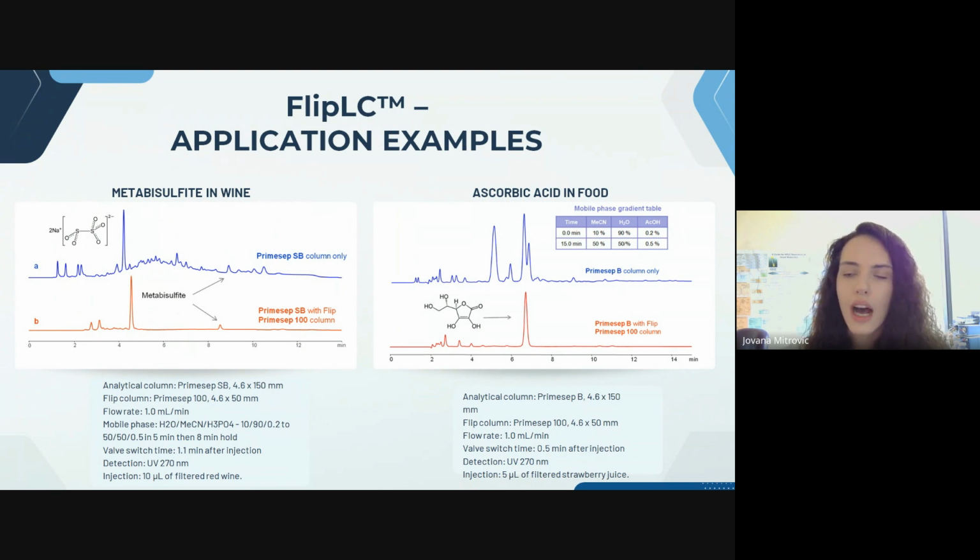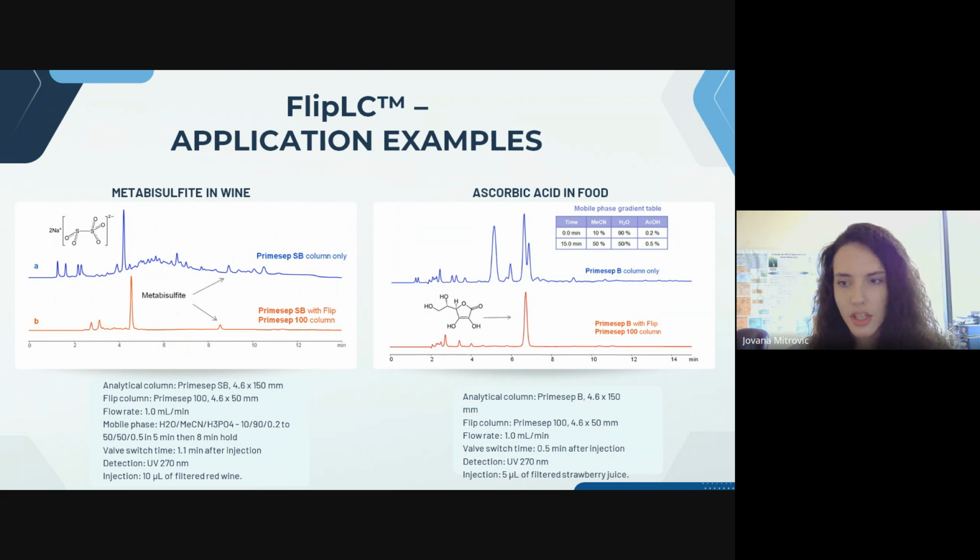Now, let's look at how HPLC performs in real-world food analysis, specifically in samples with complex organic matrices like wine or fruit juice. In our first example, we are analyzing metabisulfite in red wine. Wine is a notoriously difficult matrix. It contains tannins, sugars, pigments, organic acids, and alcohol, all of which can interfere with analyte detection, especially when working at low concentrations.